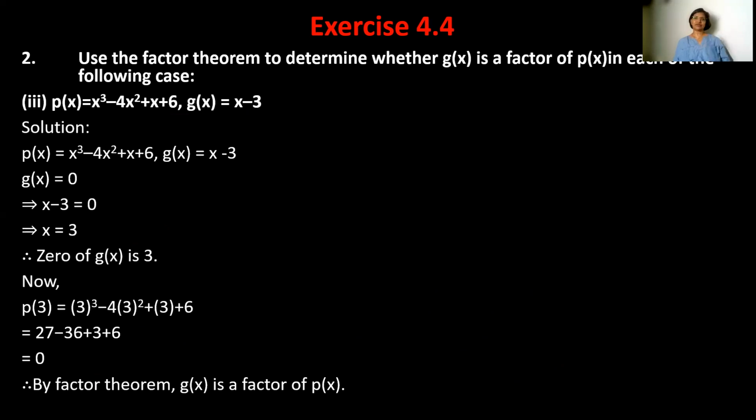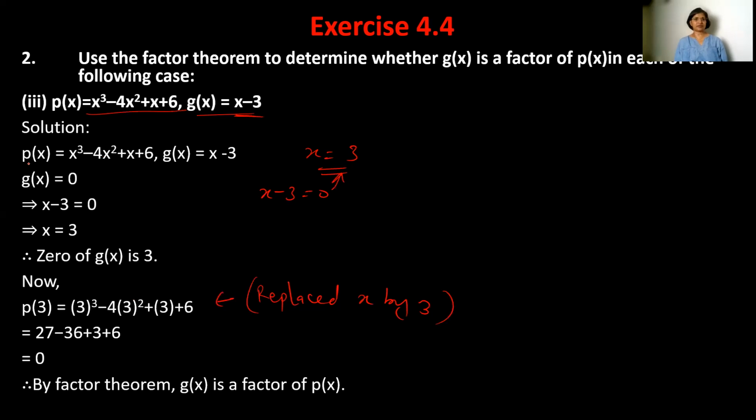Use the factor theorem to determine whether g(x) is a factor of p(x) in each of the following cases. Again, we are doing some different polynomial expression, and we have to find out whether x minus 3 is a factor of this or not. So here same thing, x equals 3. It will come when you put x minus 3 equals 0, so you will get x equals 3. So we are replacing x by 3. Clear?